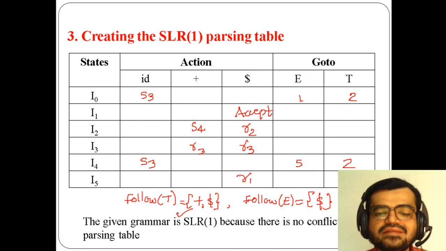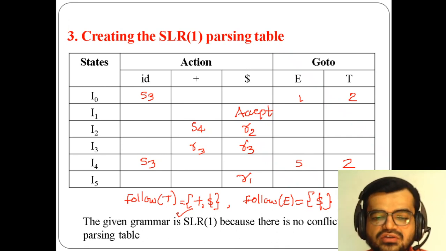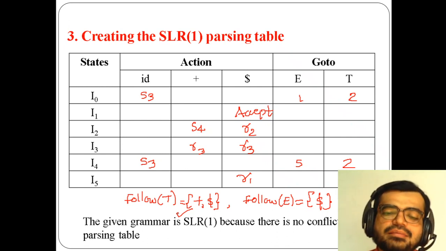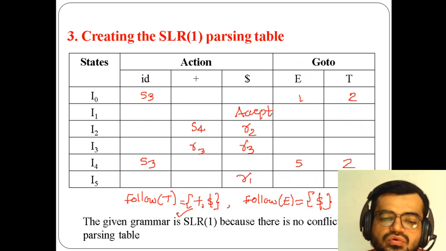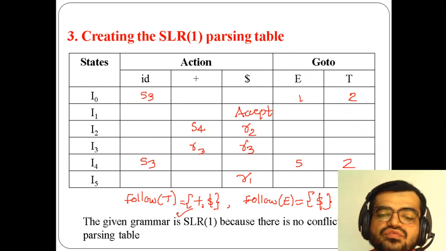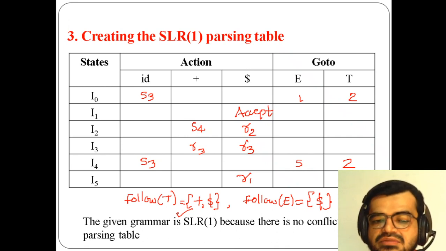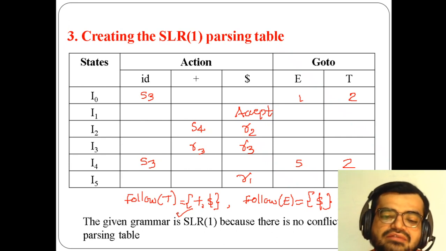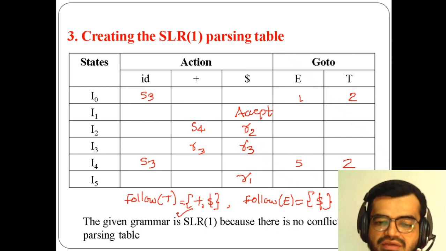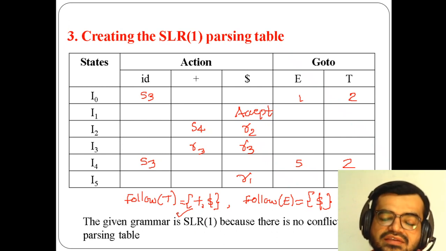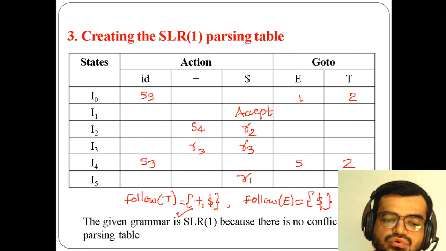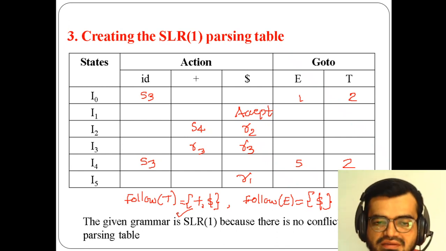Okay, so in this way, what you can say is that if any grammar is not LR(0), it doesn't mean that it is not SLR(1) also. We have to check it. In an examination, if they ask you to prove that the given grammar is LR(0), then you have to take it that way. Or else if they ask you whether it is SLR(1) or not, then you have to do accordingly. So this is regarding the SLR(1) parser.